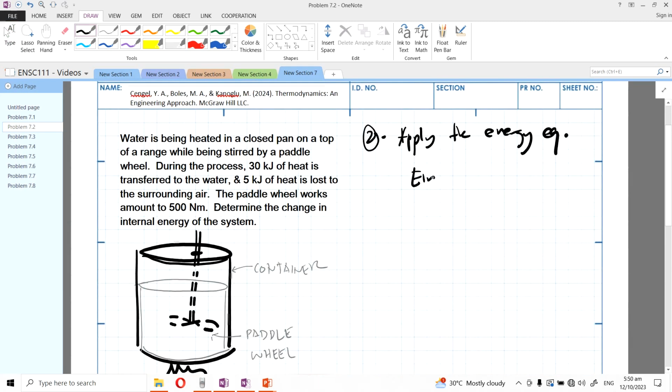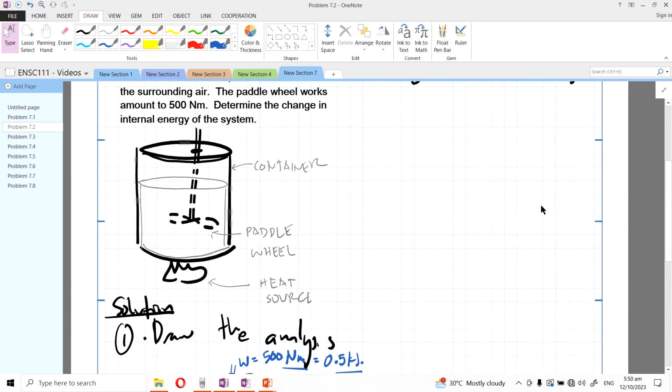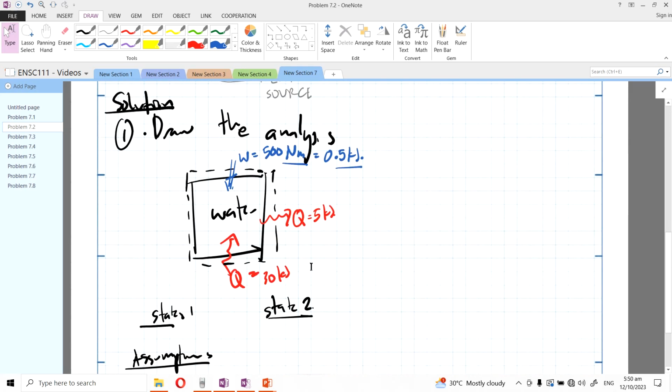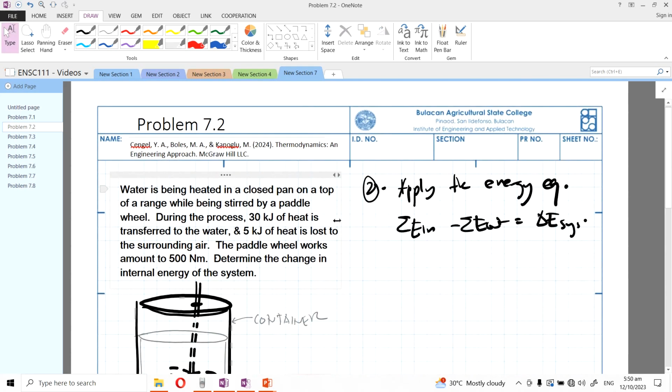Energy in, the summation of energy in, minus the summation of energy out, is equal to the change of the energy in the system. The left side corresponds to the interactions, and the right side corresponds to delta U, delta K, delta P. So what is energy going in? It's the 30 kilojoules of heat input and the 0.5 kilojoules of work input. So first is Q in plus work input.